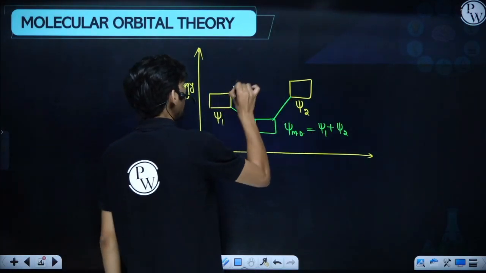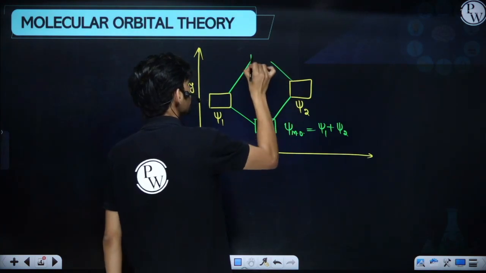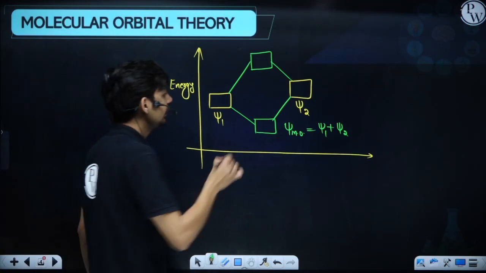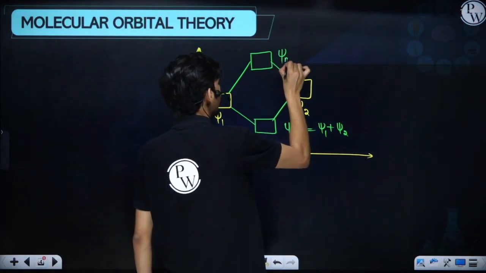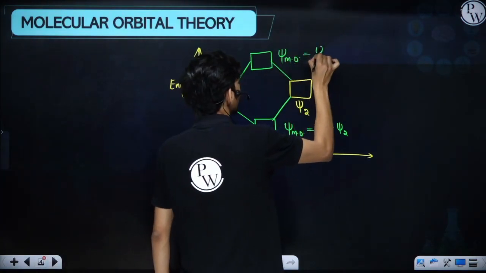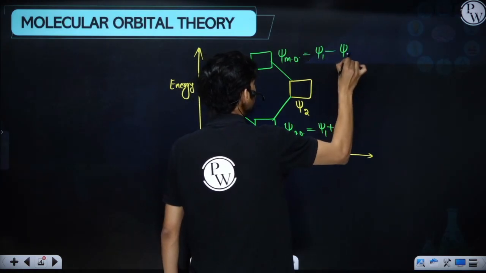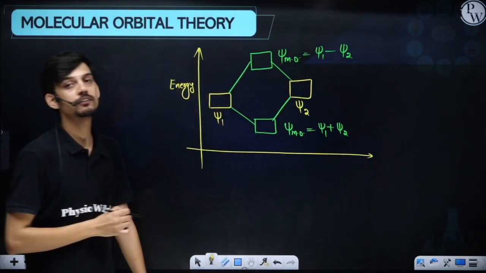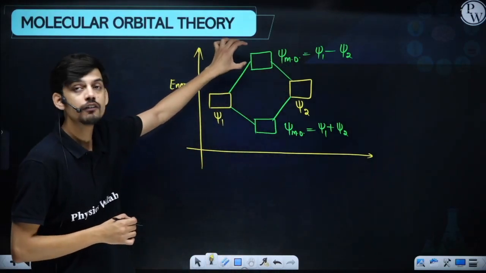Similarly, if they are having repulsion between them, their energy will be increased. Repulsion increases the energy. So another molecular orbital is formed, which is from repulsion between psi 1 and psi 2, that is subtraction between psi 1 and psi 2, and this is having more energy.